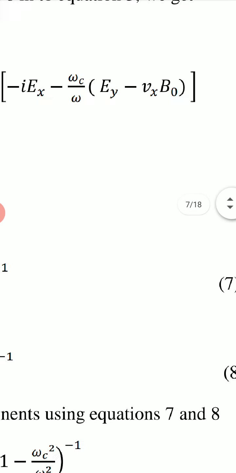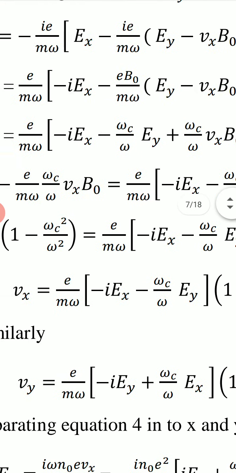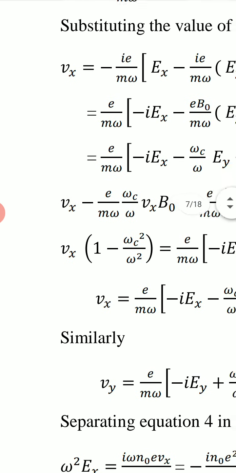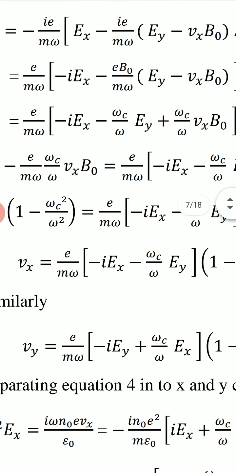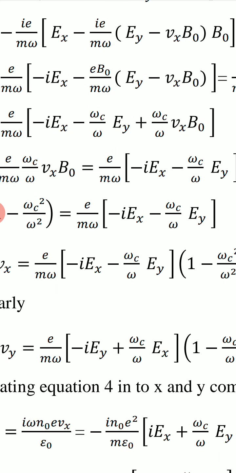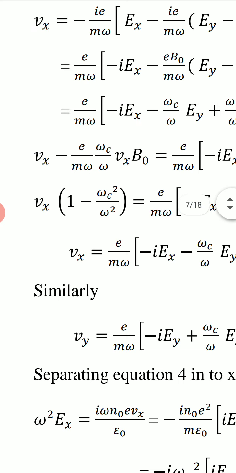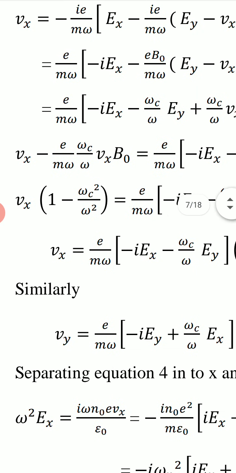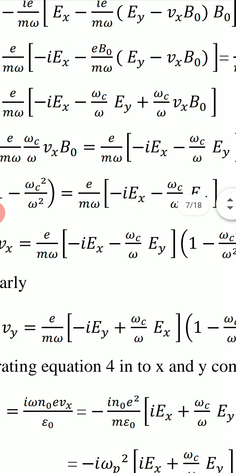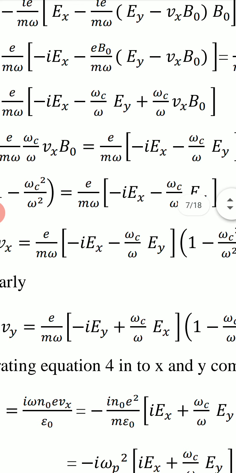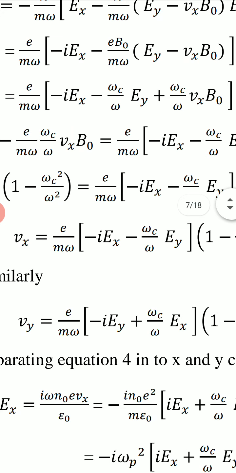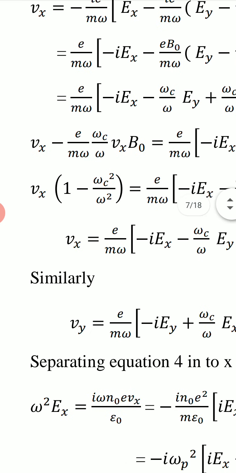Now open the bracket of the second term and we get these three terms inside the bracket: Vx equal to e upon m omega into minus i Ex minus omega c upon omega Ey plus omega c upon omega Vx by 0. Now in the left hand side we have Vx, and in the right hand side we also have a term of Vx, that is the last term. So we take this last term of Vx into the left hand side.